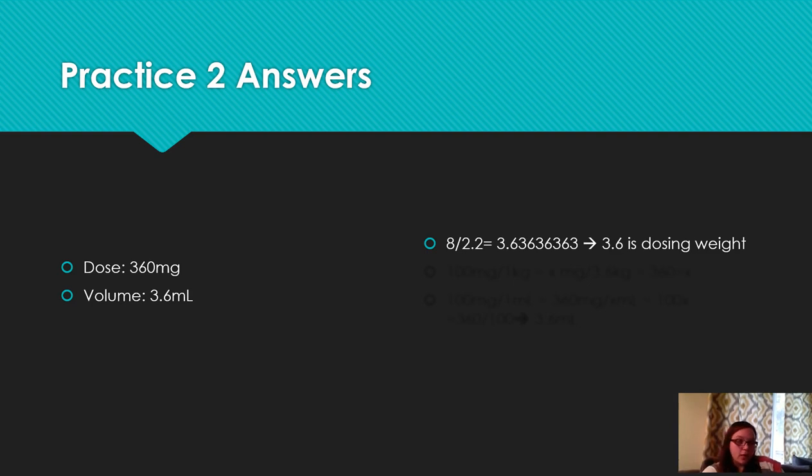So here's where I was talking about that dosing weight. Now, to be honest, I know that in Kaplan, it used to tell you in the instructions when you were doing math what to round to. I believe ATI is doing the same thing. I haven't heard any differently.